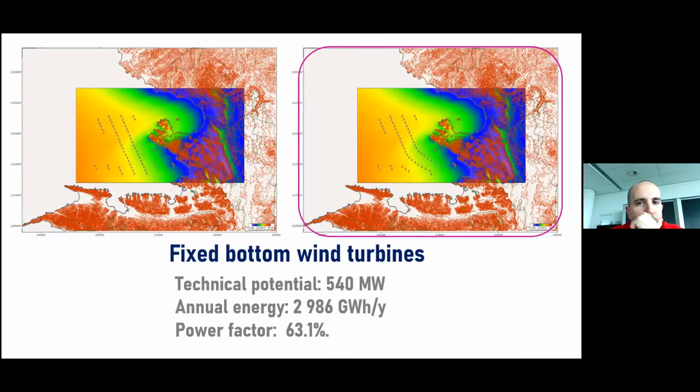But not only for floating systems, floating technologies, but we also have a very significant installed capacity of fixed bottom wind turbines. You can see the data. We have 540 megawatts of technical potential, very well, and an annual energy. And look at the power factor. The power factor is very attractive for scaling and for taking economic decisions on the economic scalability of the project.